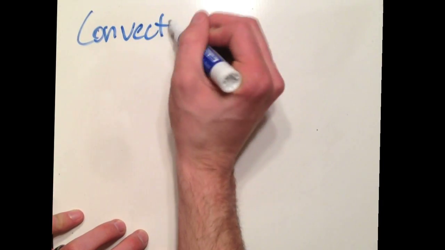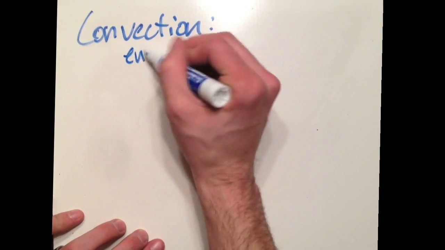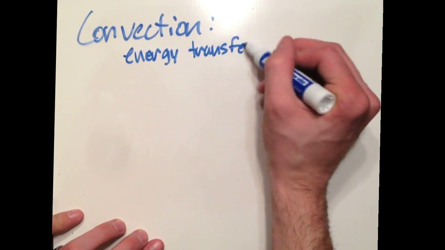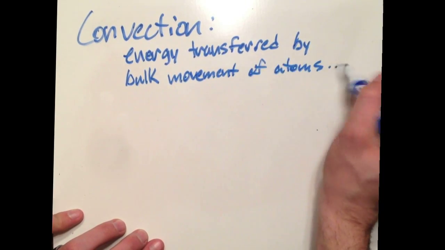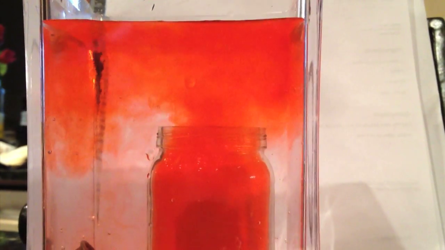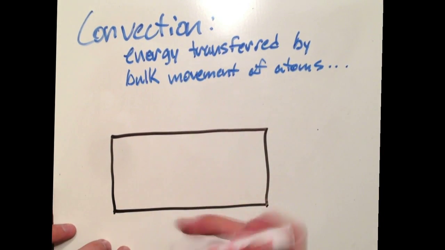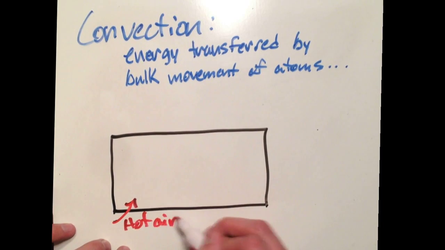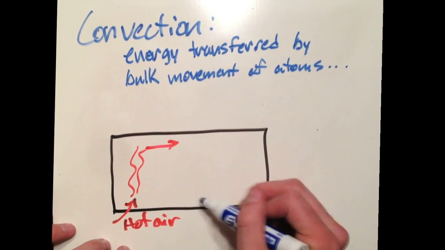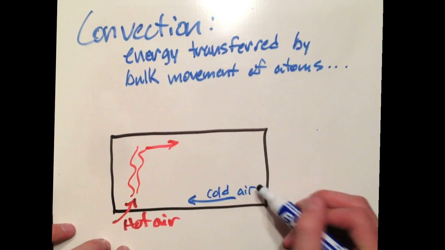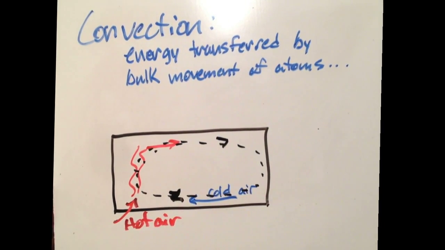The next way heat is transferred is through convection. In convection, energy is transferred by the bulk movement of high-energy atoms through a fluid. So with our liquid, we have hot red water. That hot water is less dense and it rises up. Now, we have cold water surrounding it, and that cold water is more dense and it rushes in to replace the moving hot water. So you get this cyclical movement of liquid.